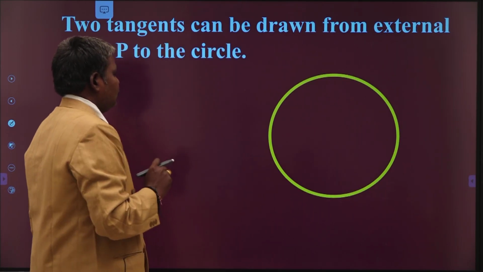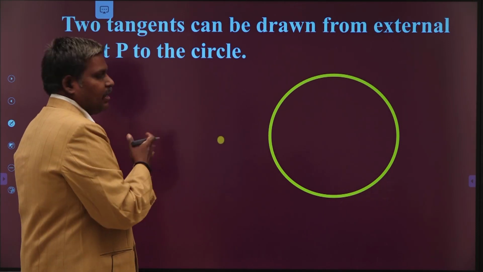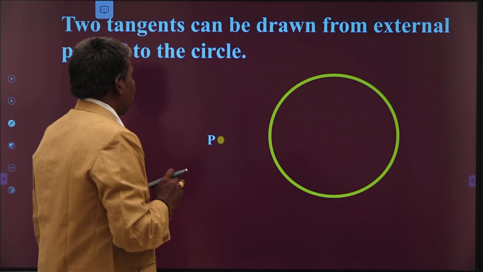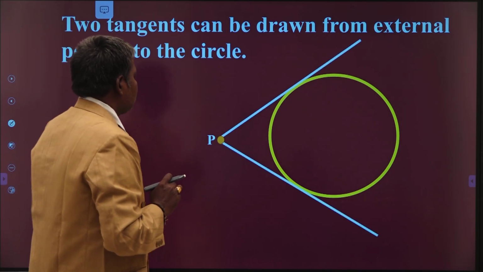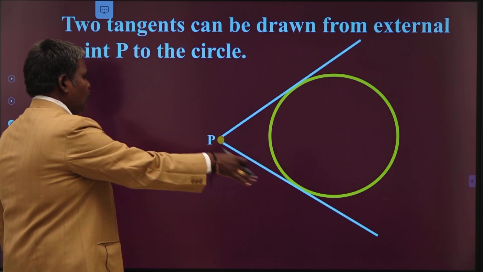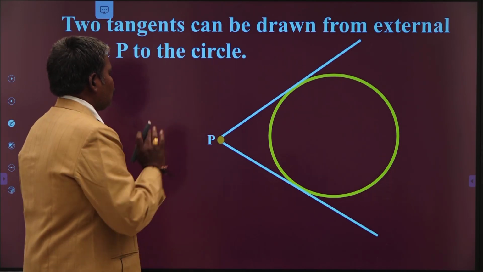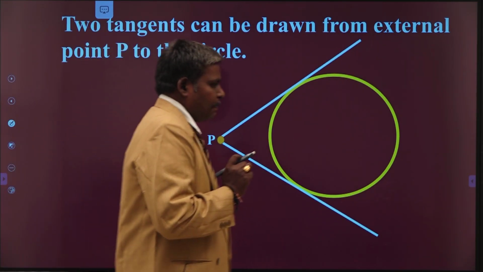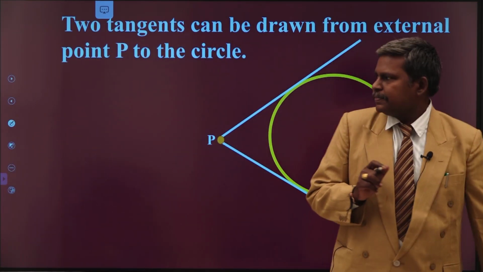Now, this is the circle. This is the point outside the circle here. Two tangents can be drawn from P to the circle, we are going to prove. These are the two tangents. One is above and the other one is below. You have to show that two tangents can be drawn from P to the circle. You have to prove that. Okay. How to show this one?